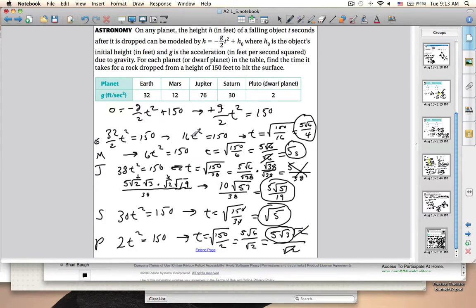Okay, so really fast, you can see the key things that I did to make life easier is I went ahead and I simplified my formula first to make it very easy to plug in multiple items into this simplified formula. Okay, we went through a lot of examples of simplifying radicals, and we'll move on to 1.6.